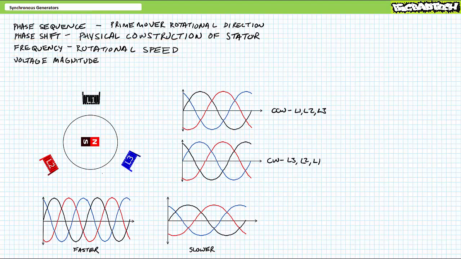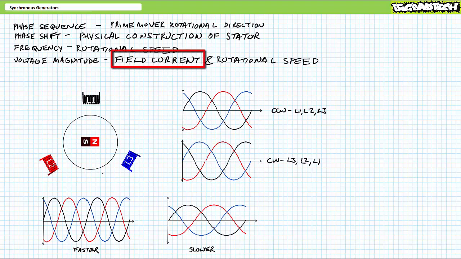Thus far, we've discussed phase sequence, phase shift, and frequency, so we're left with one electrical property: voltage magnitude. What controls voltage magnitude? Interestingly, voltage magnitude is not dependent upon one generator input property, but rather 2. First, voltage magnitude is directly proportional to DC field current, which kind of makes sense. More DC field current results in a stronger rotor electromagnet, thus more voltage induced on the stator coils.